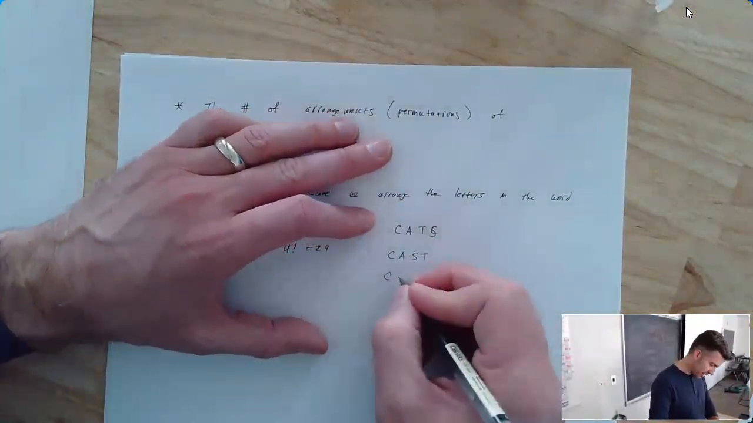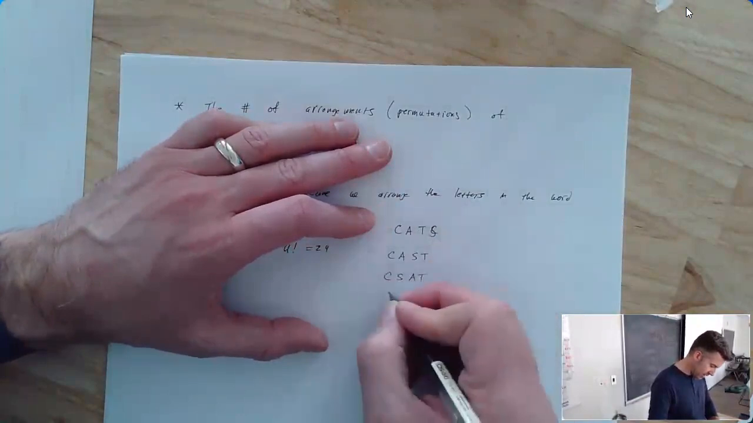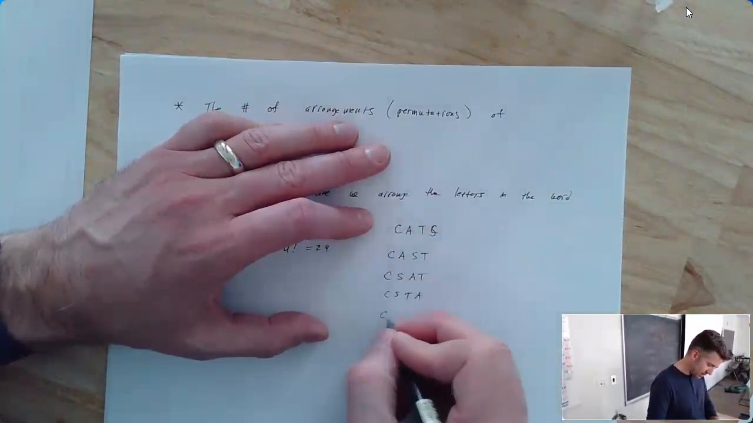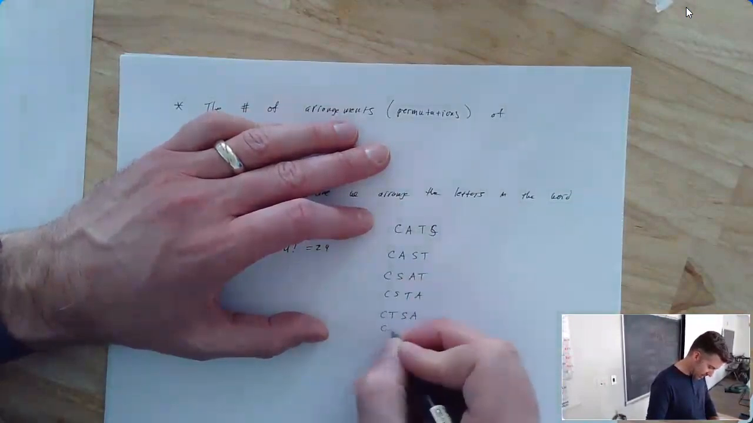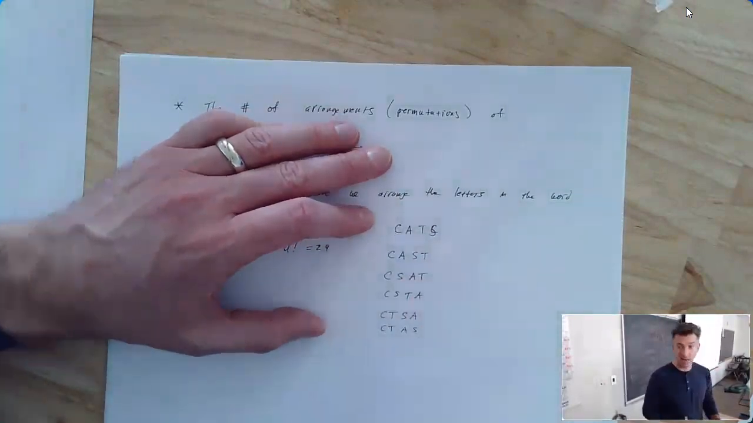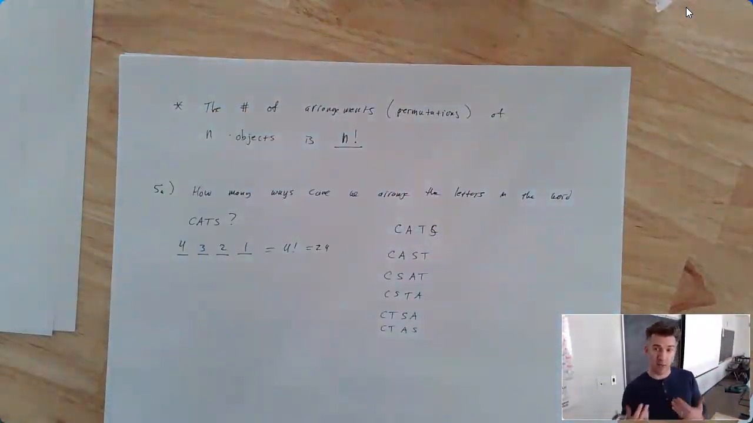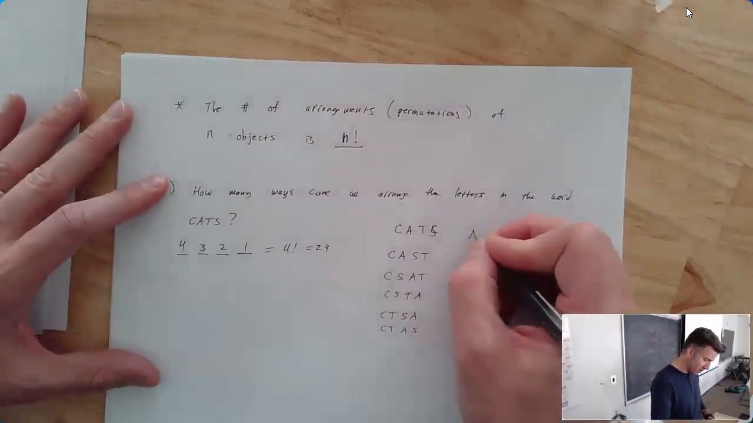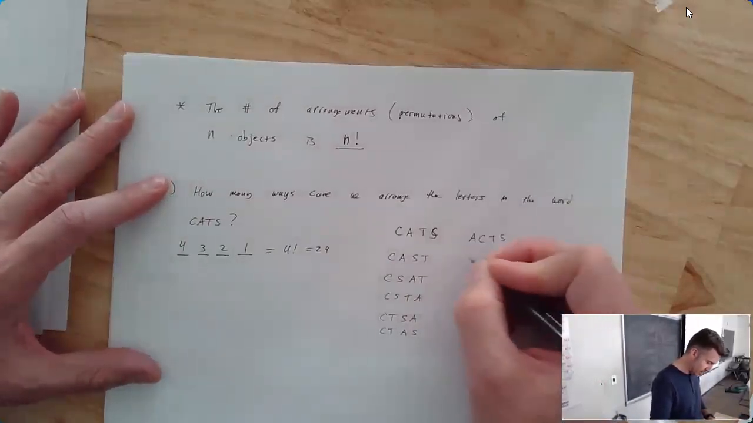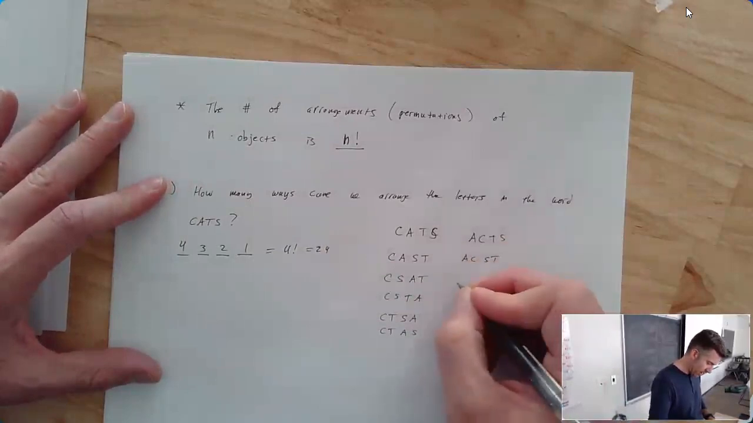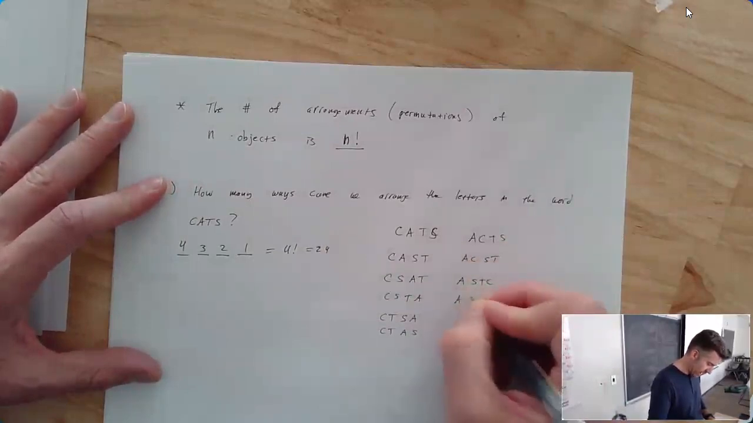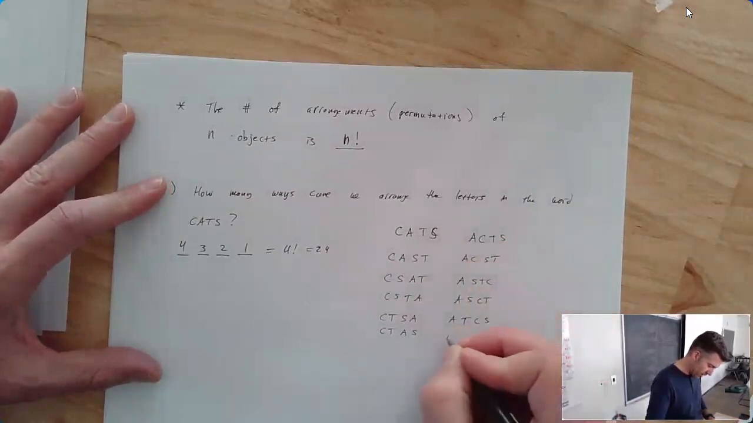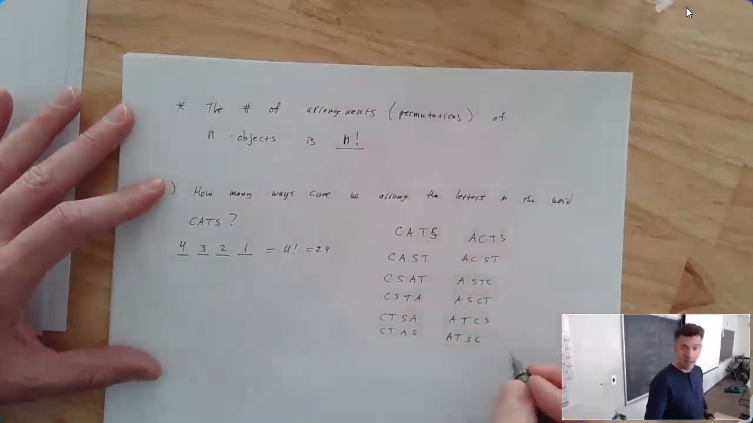So then I would do CS, and then I would do AT and CSTA. And then I've done CA and CS, and I'm going to do CT and SA and CT and AS. I know they're not all words, but we just asked about how we can arrange the letters. And then we do the same sort of thing, except we would start with something other than C. So then we would do like ACTS or ACST or ASTC or ASCT or ATCS or ATSC. And so on and so on, right?